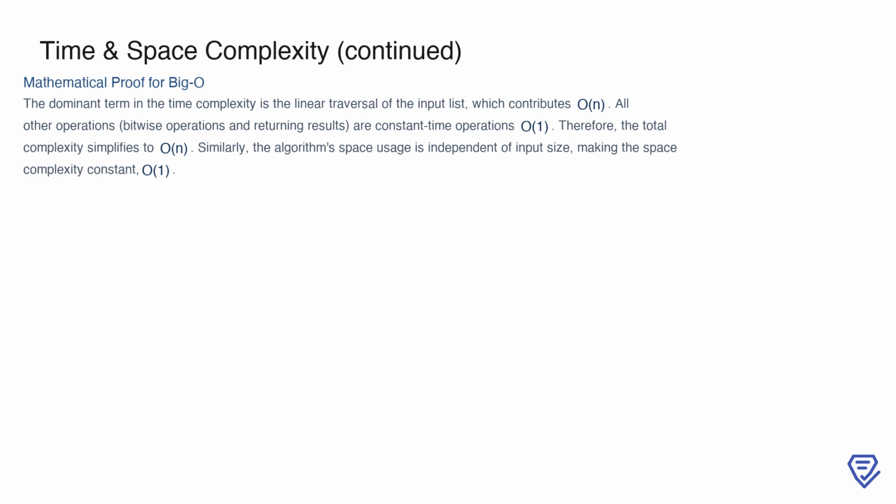As for space complexity, the algorithm's use of a fixed number of variables means that its memory usage does not grow with the size of the input. This makes the space complexity constant, O(1). These complexities highlight the efficiency of the XOR-based approach both in terms of time and memory usage.